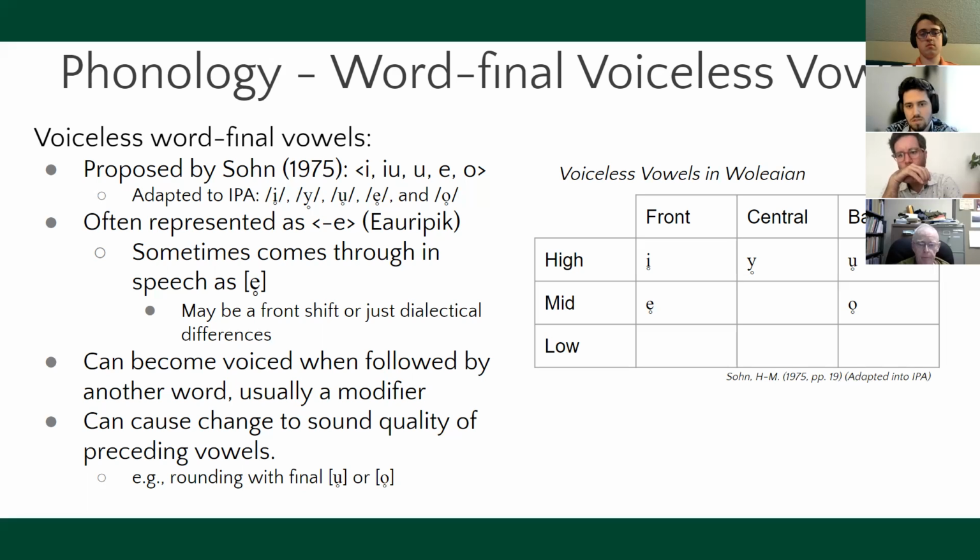Furthermore, these voiceless vowels can at times become voiced when followed by another word, which is typically a modifier. And I believe that's all we've ever seen in the elicitations as well. These word final vowels also are able to cause change to the preceding vowels. So we see here with the U and the O, this causes a rounding onto whatever vowel is preceding there.